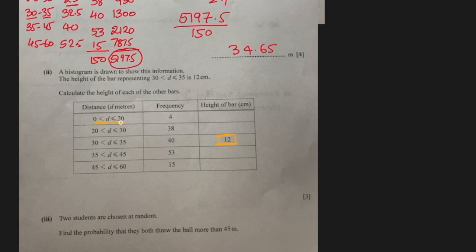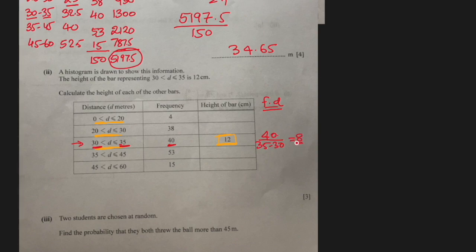See, the width here is 20, the width here is just 10, the width here is 5. When the widths of the classes are different, what do we do? We add a new column called frequency density. How is frequency density found? Let me do it for the one they have given here. It is the frequency divided by the class width. How much is the difference between the upper and lower limit? 35 minus 30 is 5. So 40 divided by 5 is 8.